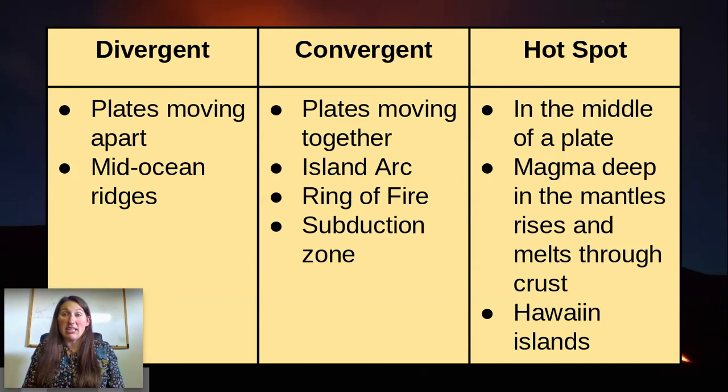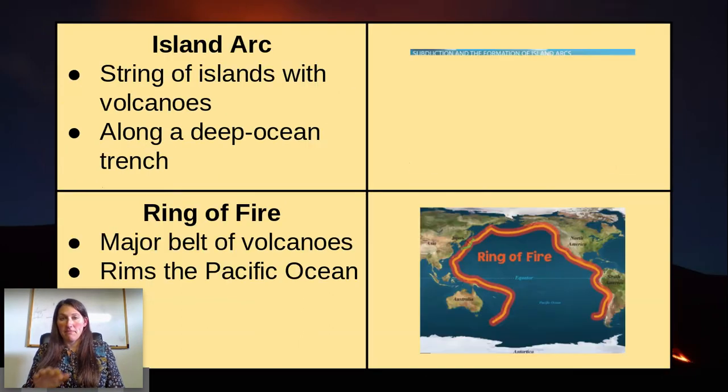The Hawaiian Islands are actually this. The Hawaiian Islands are not on a plate boundary, but that magma that's in the mantle rises and melts as it comes through the crust. Kind of amazing that that works, but there are tons of volcanoes on Hawaii.